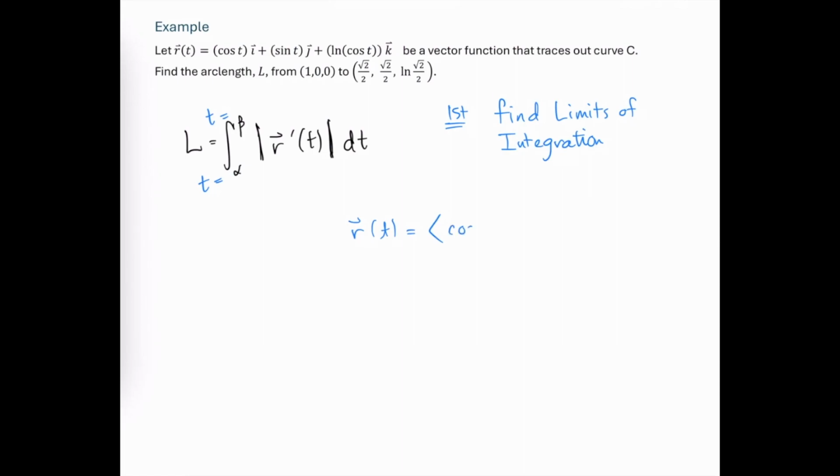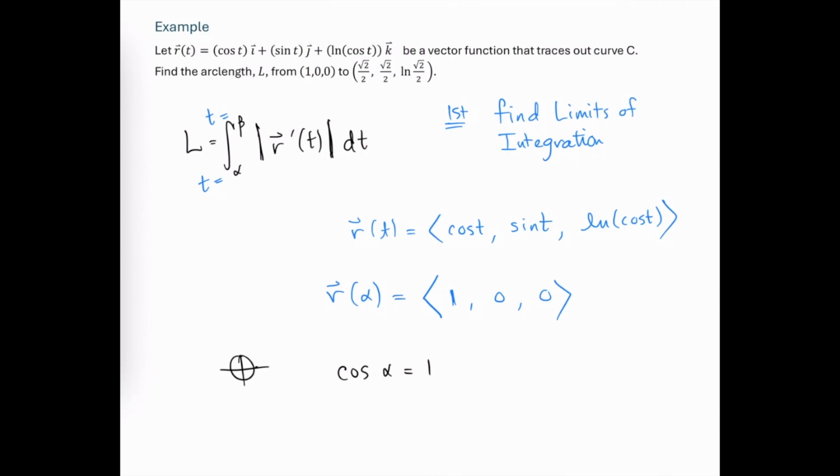So let's start by copying our position vector function, and I'm going to switch over to pointy bracket notation. The lower limit of integration alpha is going to be the value which, when plugged into the vector function, yields a vector that terminates at the ordered triple 1, 0, 0. So essentially we need to figure out the value of alpha that makes the cosine equal to 1, and when alpha is equal to 0 we have a cosine of 1. So it seems like alpha would be equal to 0 radians.